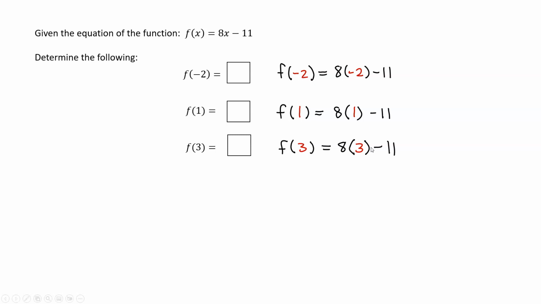Then it all comes down to following your order of operations and calculating these out. So if you work these out, whether it's using the order of operations or your calculator, you would get negative 27, negative 3, and 13 respectively.